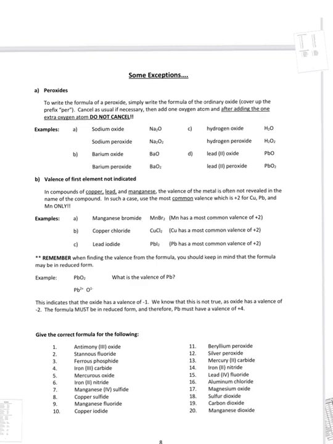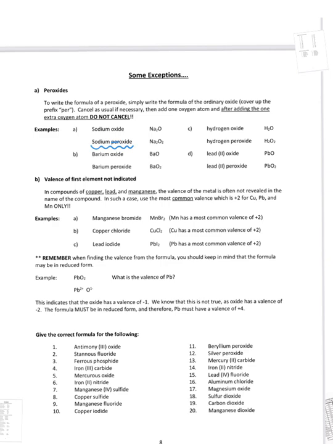Okay, so carrying on with the nomenclature unit, we are going to look at peroxides. And if we were given the name of sodium peroxide and we were asked to try and solve for the formula, this is the method that you would use. So first you would pretend that the per of the prefix peroxide doesn't exist. So you would just write out a regular sodium oxide.